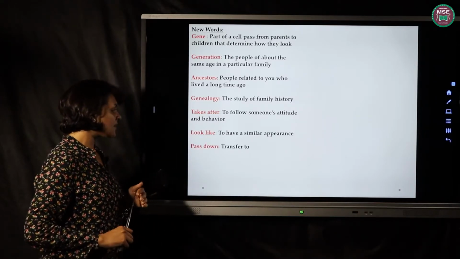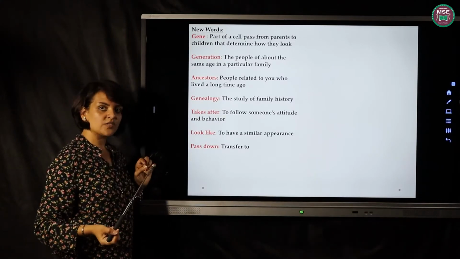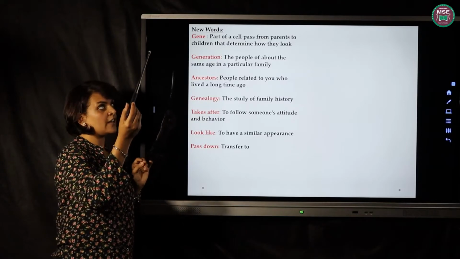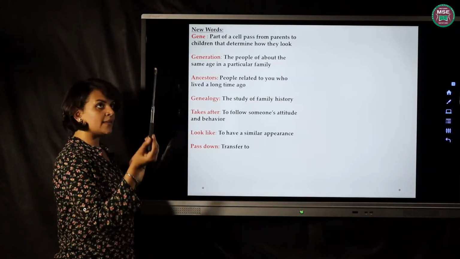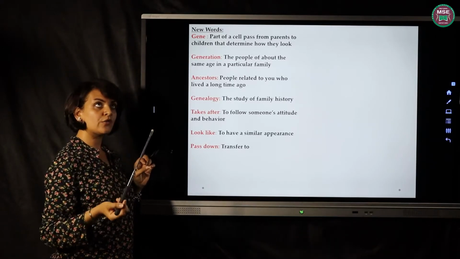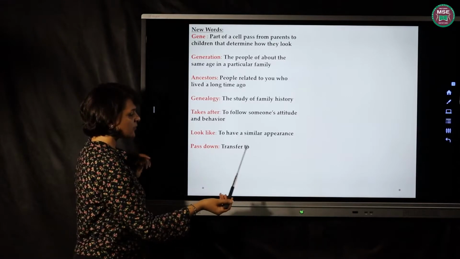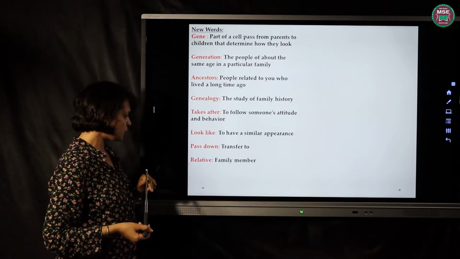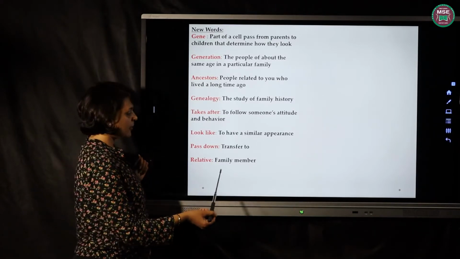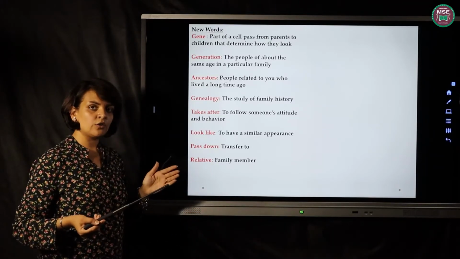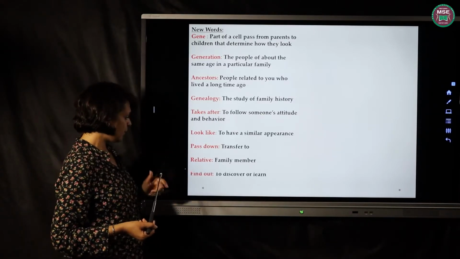Pass down. Here we have something going from up to down. Pass down means my father gave me a gene or my mom gave me a gene. So we said that this gene passed down from the father or the mother to the children. It means transfer to. Relative. Again, a relative is a family member. Anyone in your family, we call him or her a relative.